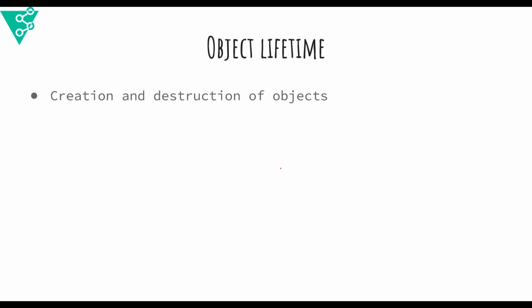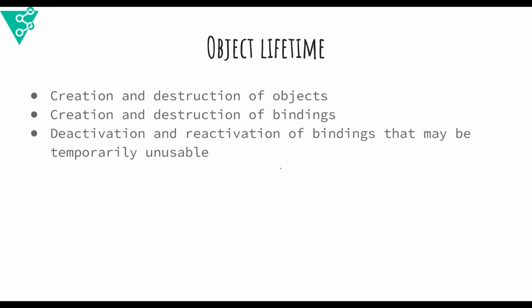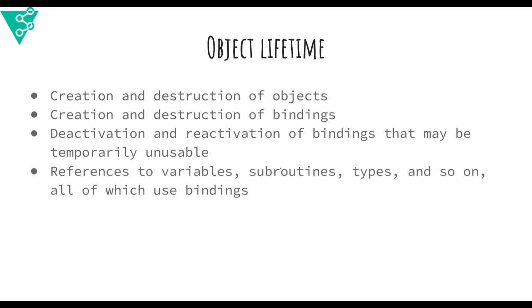Creation and destruction of objects defines the lifetime. Likewise, your creation and destruction of bindings is also going to define the lifetime. Now, how is this different? Creation and destruction of objects and creation and destruction of bindings. That will be well understood with the help of dynamic memory allocation and pointers. Likewise, deactivation and reactivation of bindings that may be temporarily unusable. References to variables, subroutines, types, and so on, all of which use bindings. You will understand what I am referring to soon with an example.